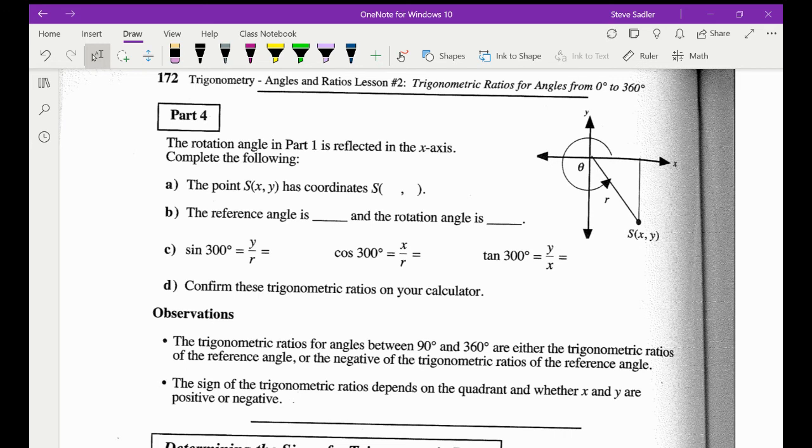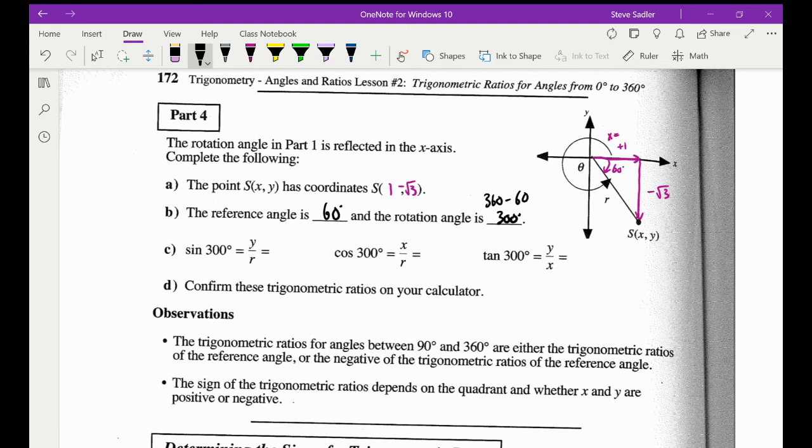Part 4. This is the same thing. So now we're reflecting just in the x-axis, which means this point is going to be +1, and y will be -√3. So 1, -√3. The reference angle, again, is 60 degrees, and the rotation angle is going to be 360 minus 60. So we have a rotation angle of 300 degrees.